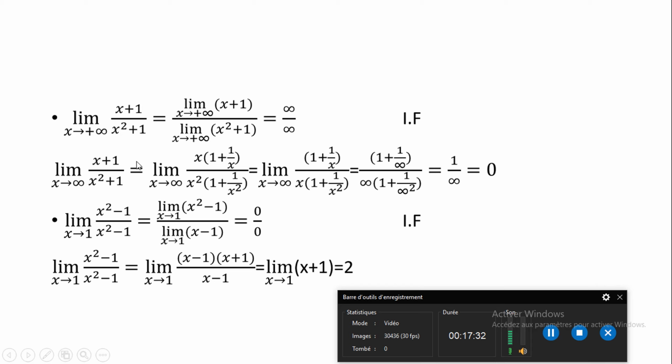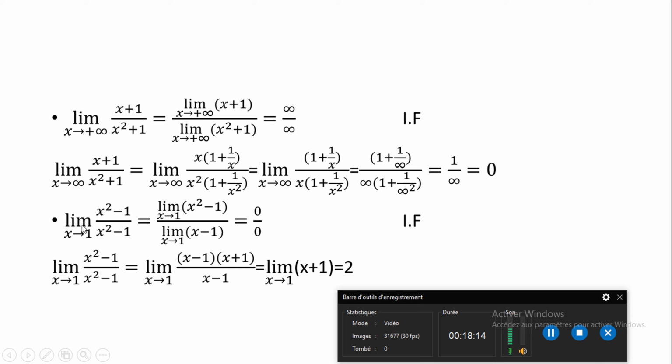So what we do is we factorize again, here by x, and here by x squared, and we calculate the limit again. We're gonna simplify by x here and x here, so the x here gonna disappear and we're gonna get just x here without the square. So this is gonna give us 1 plus 1 over infinity, times 1 plus 1 over infinity squared. So this is just 0. This one also is 0. So we're gonna get 1 over infinity, which is 0.